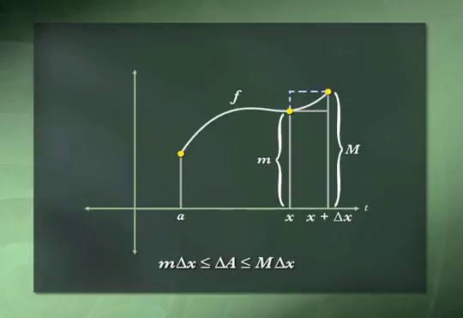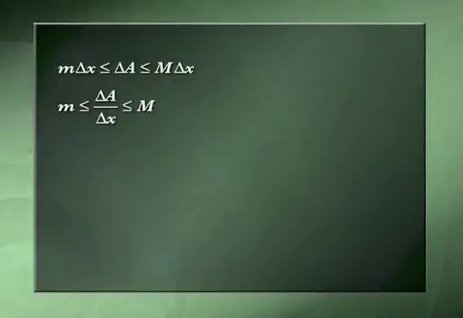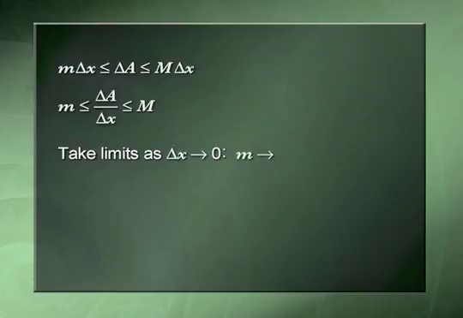Now divide all three sides of this inequality by delta x, and you have little m less than or equal to delta a over delta x less than or equal to big M. Now, let's take a limit. Let delta x get closer and closer to 0. That means that my rectangle there is getting skinnier and skinnier. What's going to happen? What's little m going to approach? Well, it's going to approach f of x. What's big M going to approach? It's also going to approach f of x.